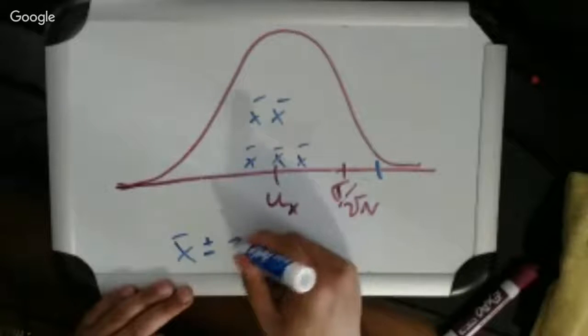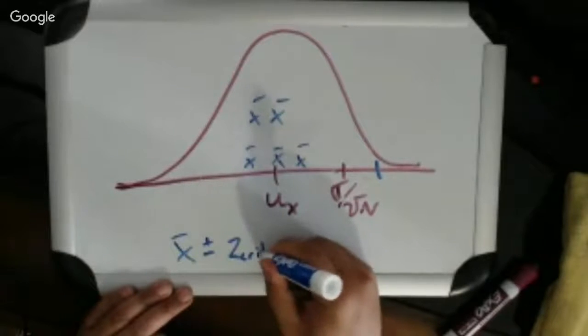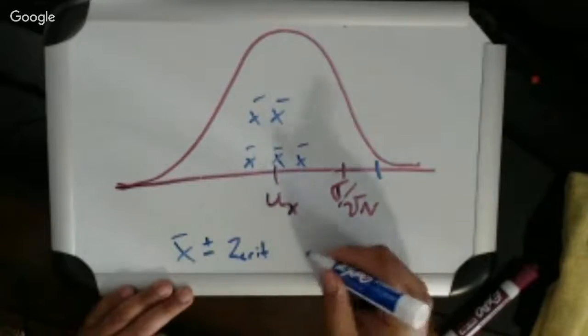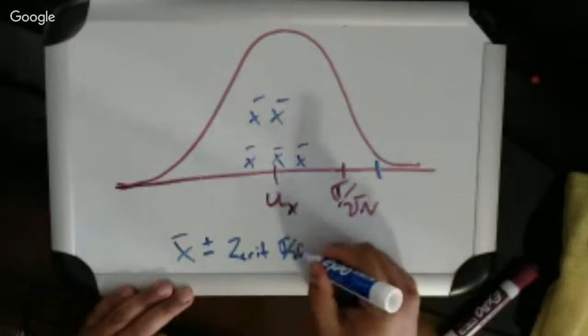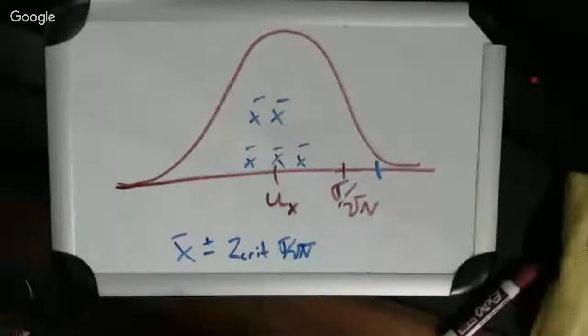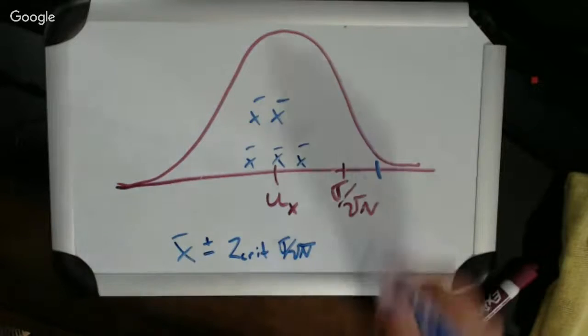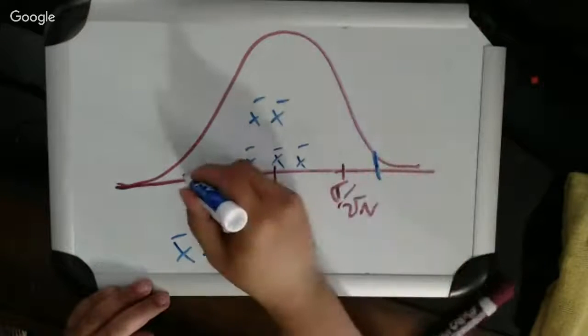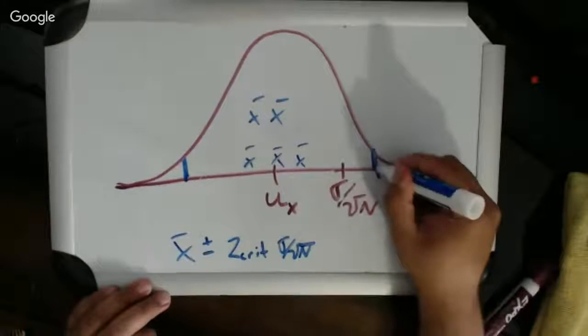Okay, so Z crit times the standard error. What we're trying to do is capture where the score is going to fall. So if we do this, there's a value there, and there's a value there.